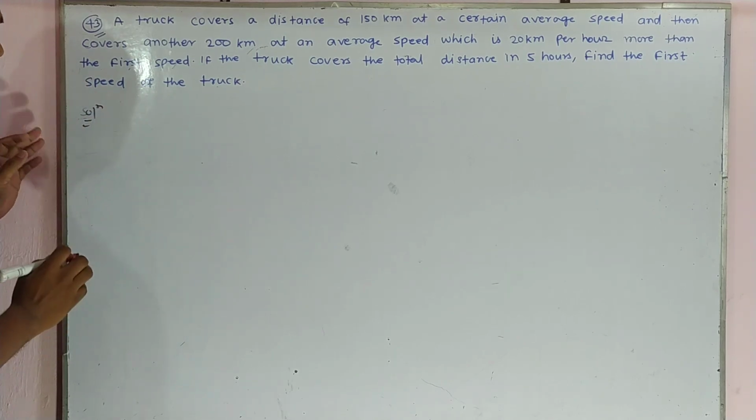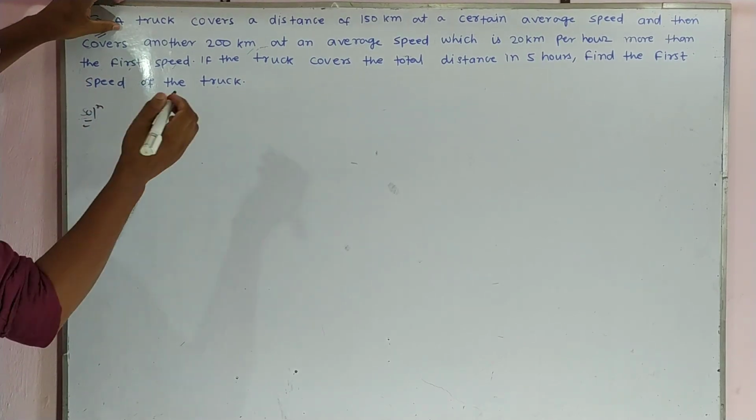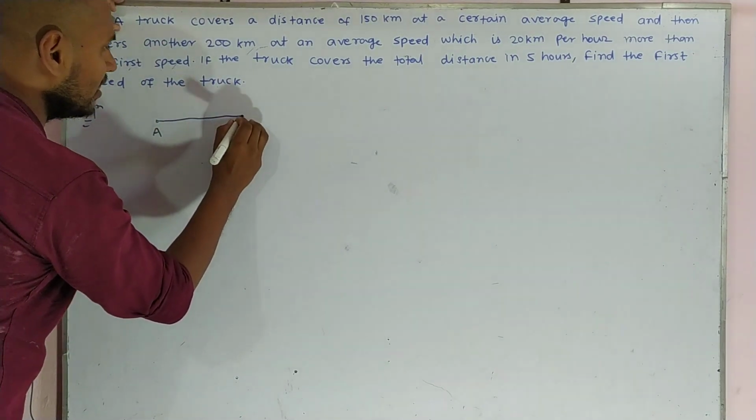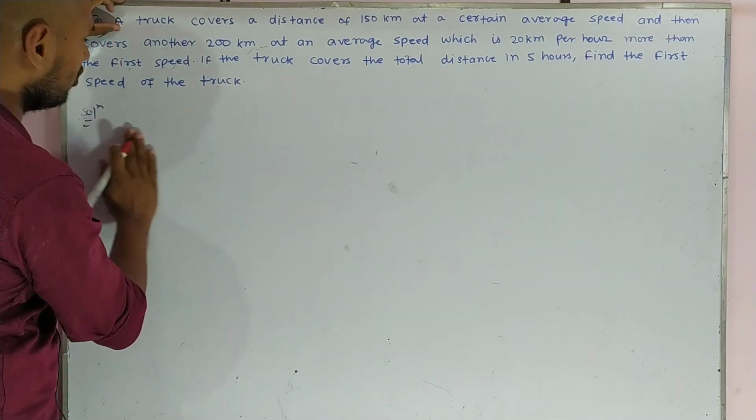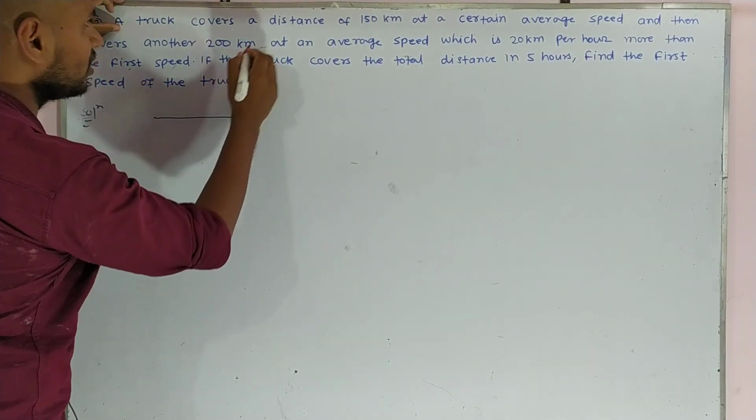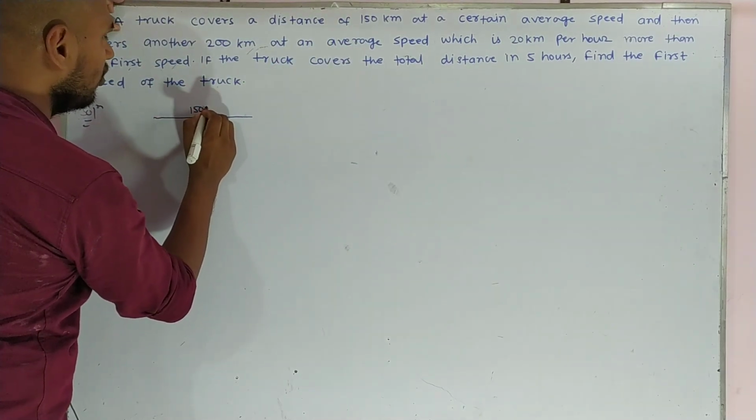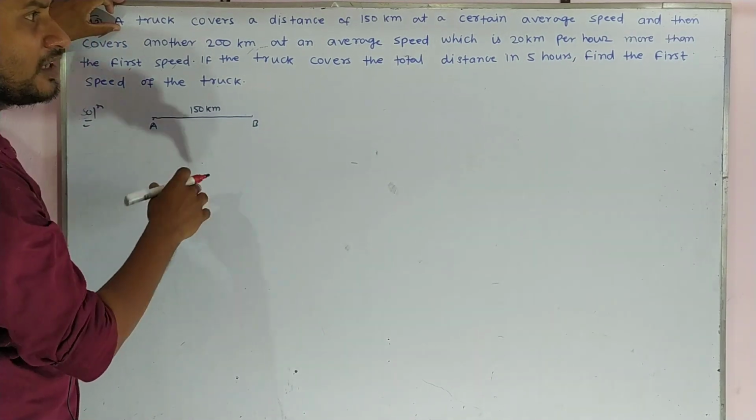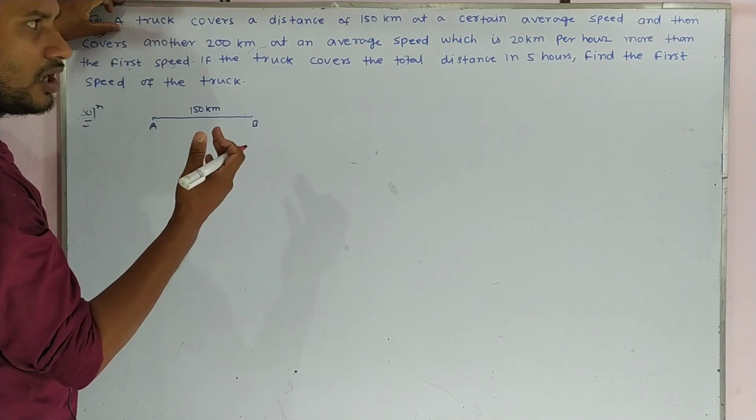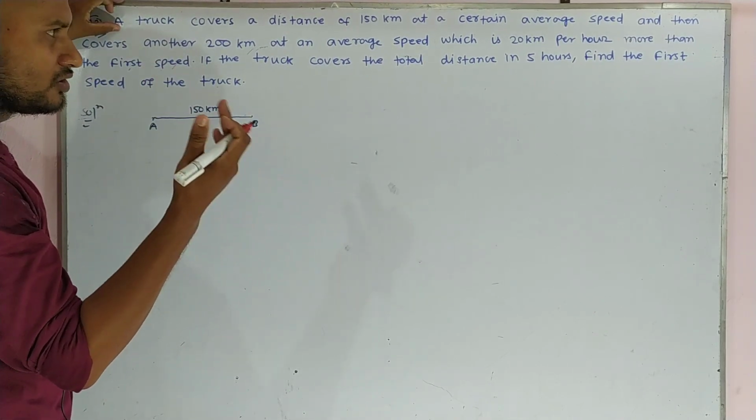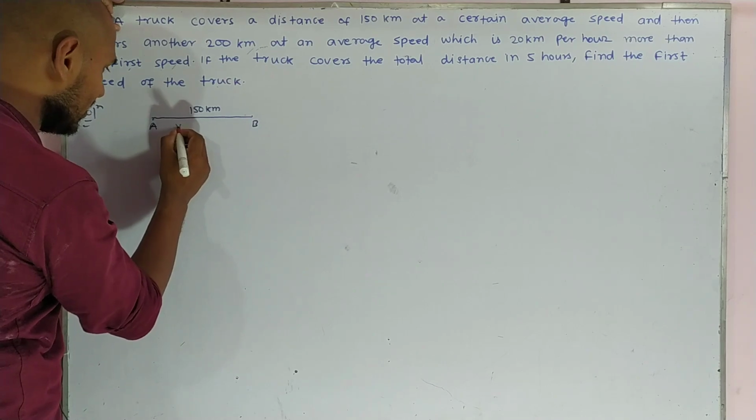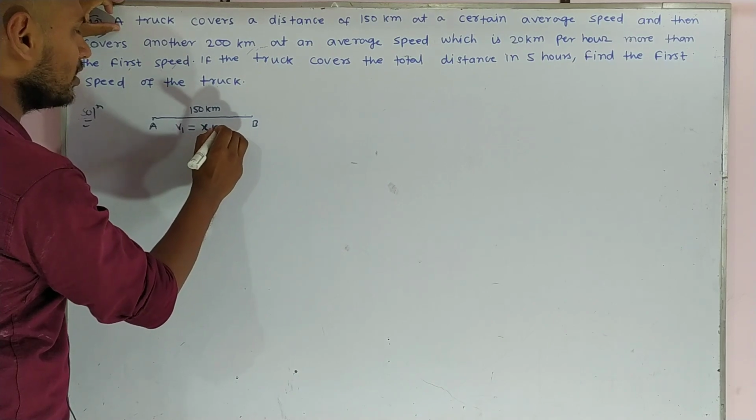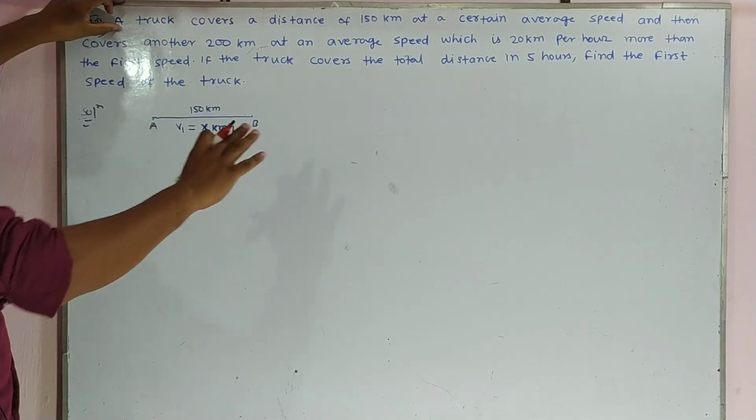Suppose we assume that a truck covers a distance of 150 km from A to B. The distance from A to B is given as 150 km. Again, at a certain average speed. I don't know the certain average speed, so we assume that the certain average speed V1 is equal to X km per hour, from A to B.